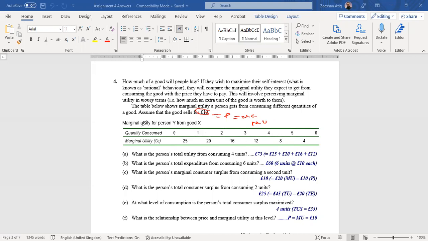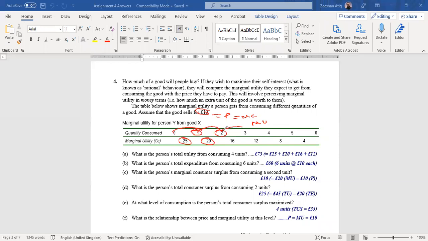Now, if you look at this table, for example, the marginal utility of a person Y from good X, we are talking about consumption. If you increase your consumption from 0 to 1, the first unit gives you an additional utility of 25 pounds. It means that for the first unit, you are willing to pay 25 pounds. For the second unit, the willingness to pay falls, as expected, because of the law of diminishing marginal utility. For the second unit, you are willing to pay just 20 pounds. It means your utility for the second unit has fallen from 25 to 20.